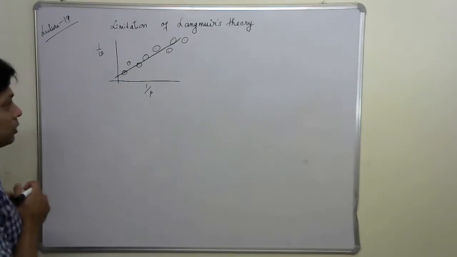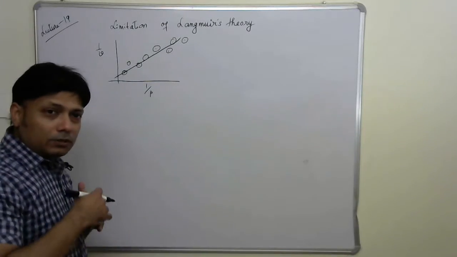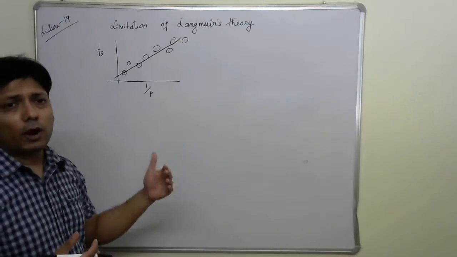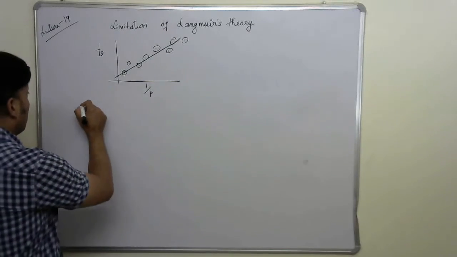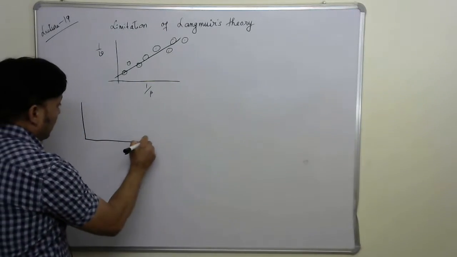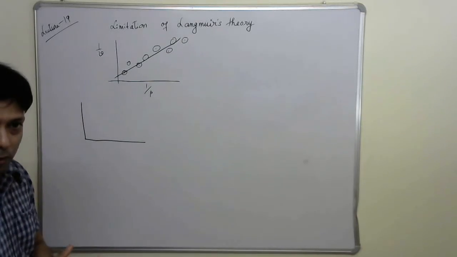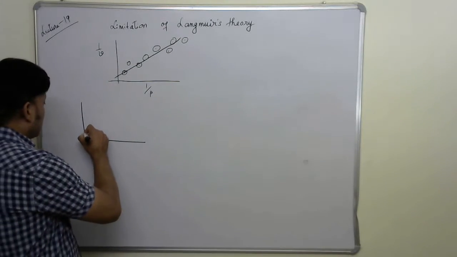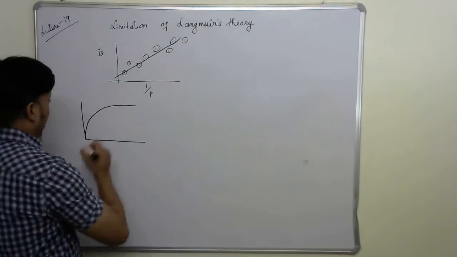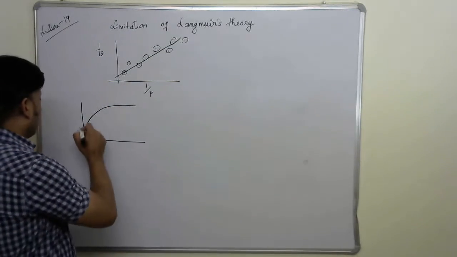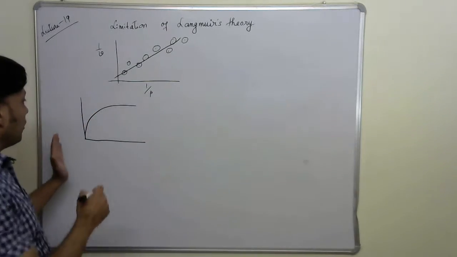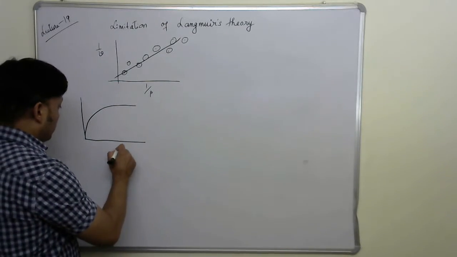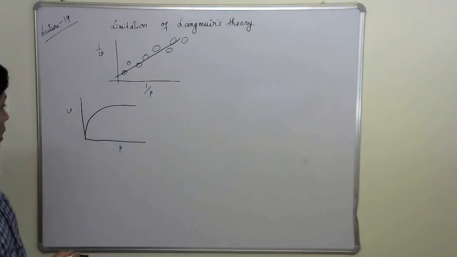And number two, as I told you, with the advent of research on adsorption, various different types of adsorption isotherms were discovered, which are a lot different from the adsorption isotherm explained theoretically by Langmuir. So let's start with that. The type that Langmuir explained looked like this: first you see an exponential rise, and then it flattens out. So we can plot this V versus P plot. These are adsorption isotherms.